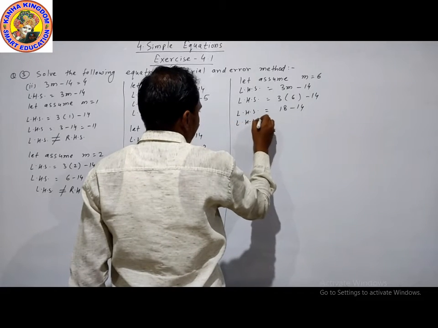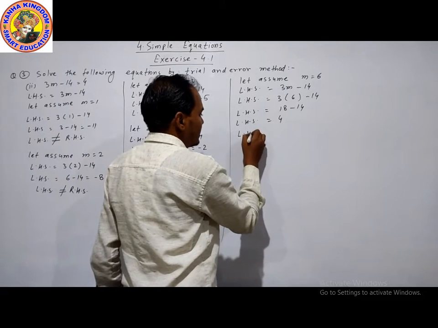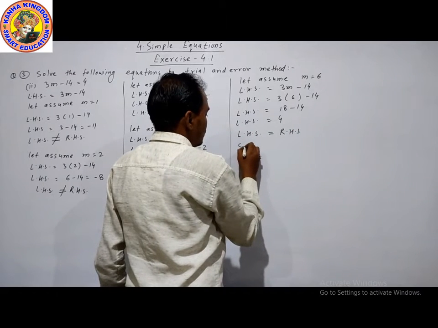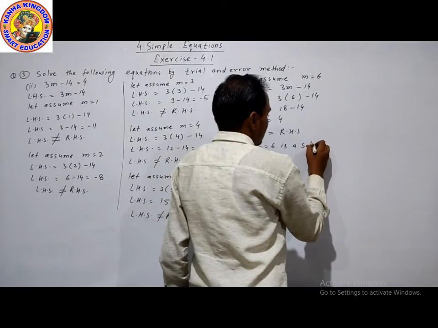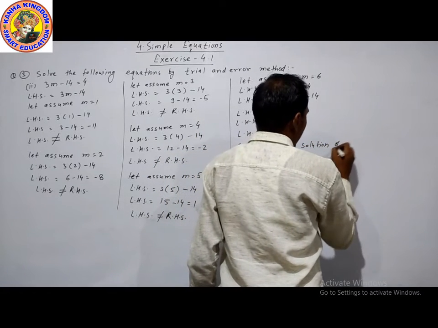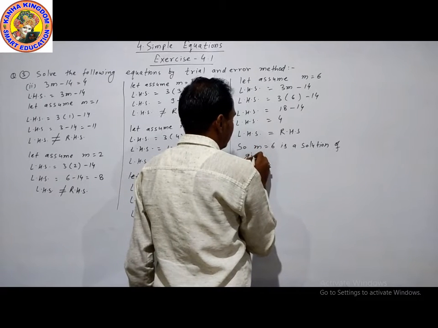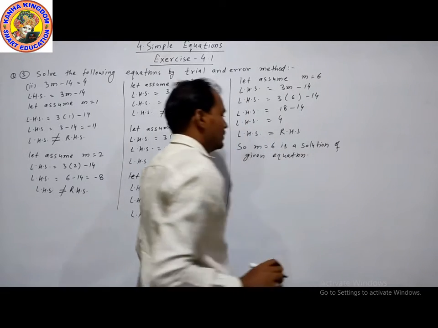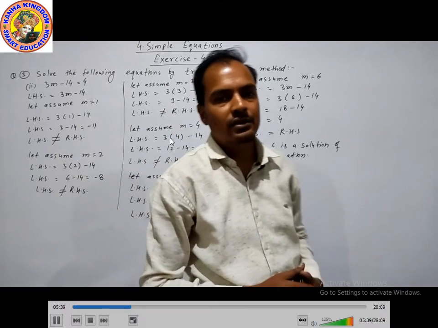Answer is 4. Right hand side is 4, both are equal. Left hand side is equal to right hand side, so m equal to 6 is a solution of the given equation. You can take a screenshot of this. We will move to our next question.